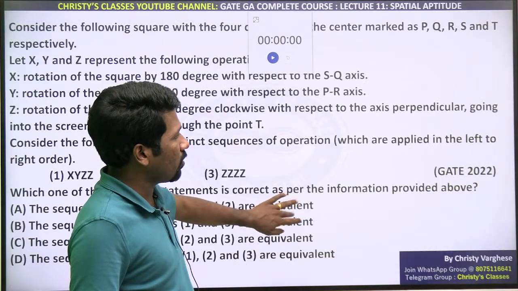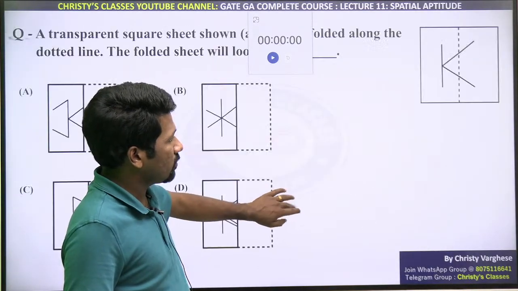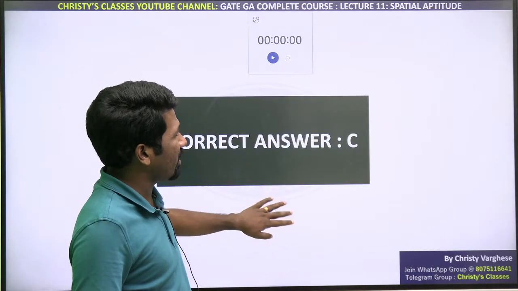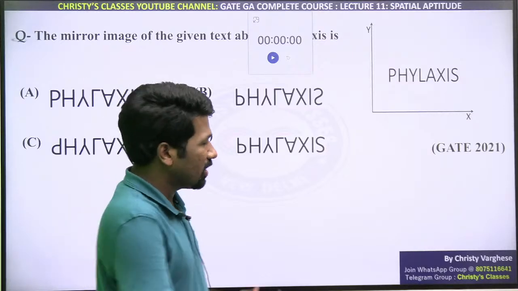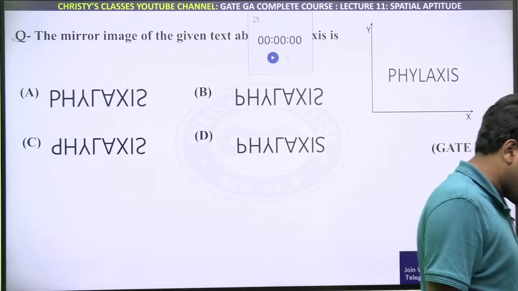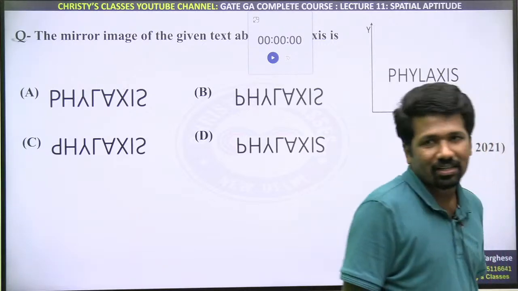And once you have done your name, you can take your friend's name, then relatives' names, all the names you know, and try. What I am saying is, in this question, substitute your name in place of the word and see how the mirror image will look like. That is the best way to practice.